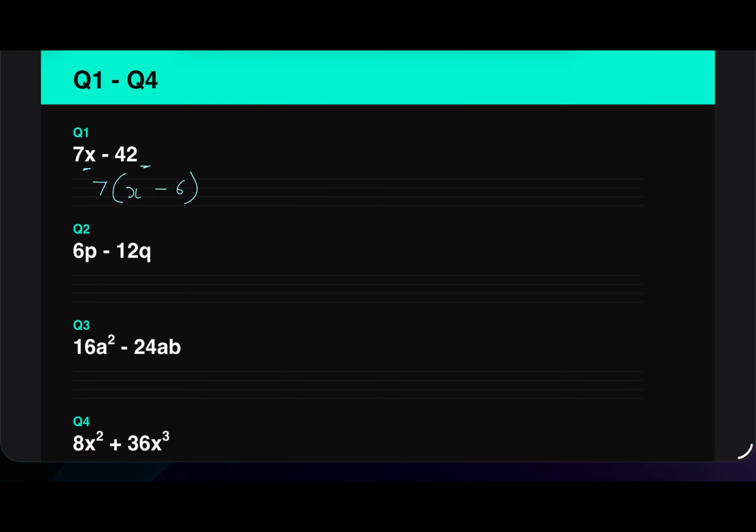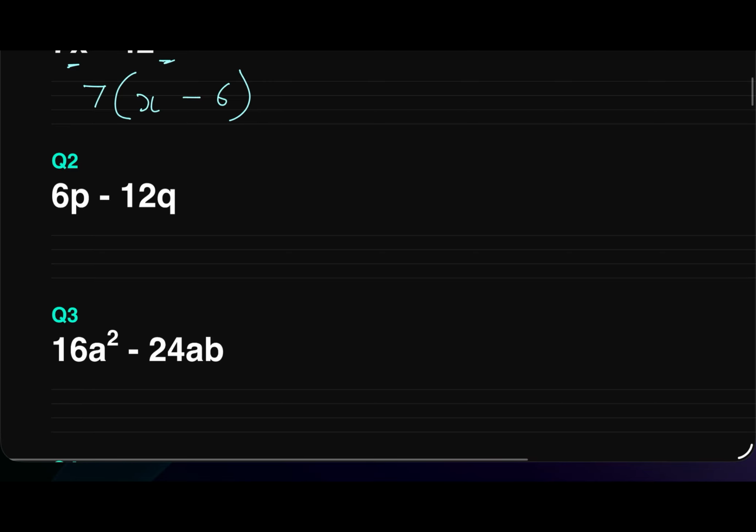Next one is 6p and 12q. Let me zoom it a bit. What is the highest common factor of 6 and 12? It is 6. In p and q, nothing is common, so nothing will come outside the bracket. p minus 2q. How does this happen? 6 into p will give me 6p, minus sign, 6 into 2 will give me 12 and q. So when you multiply these, this is what you're supposed to get. That means your factorization is correct.